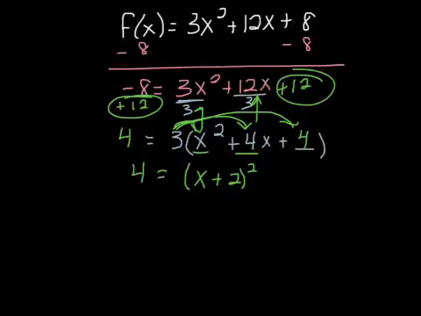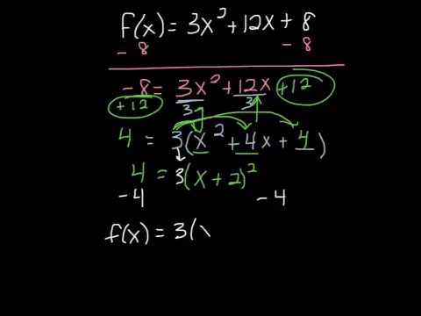So the last step here to put it into vertex form is let's move 4 back to the other side, and I have to bring this piece down. So I have f of x equals 3 times (x plus 2) squared minus 4.